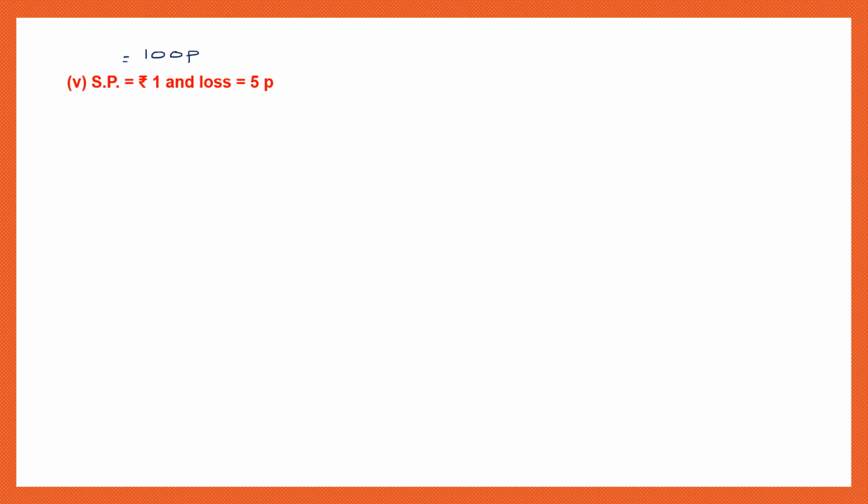Now we can find the cost price by saying this formula. Cost price is equal to selling price plus loss. Selling price is 100 paise and the loss is 5 paise. So totally we have 105 paise. Now to convert this to rupees and paise, there are two ways of doing it. 105 paise. Now we know in rupees and paise, the last two digits will be paise.